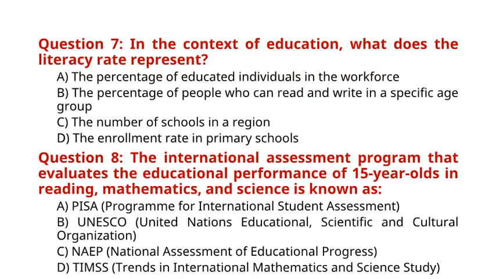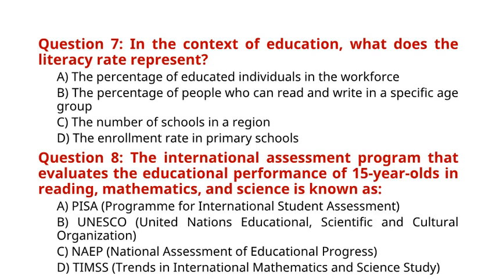Question 7. In the context of education, what does the literacy rate represent? A. The percentage of educated individuals in the workforce. B. The percentage of people who can read and write in a specific age group. C. The number of schools in a region. D. The enrollment rate in primary schools. The correct answer to question 7 is option B. The percentage of people who can read and write in a specific age group.